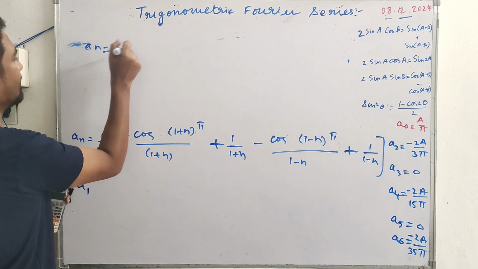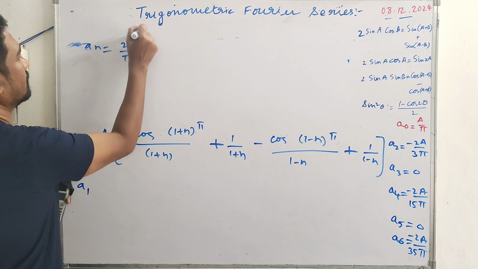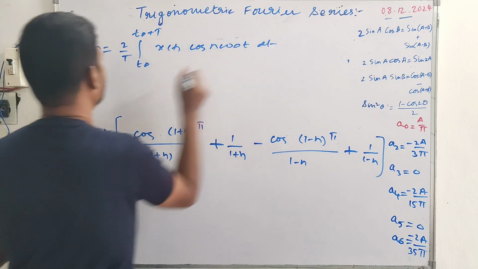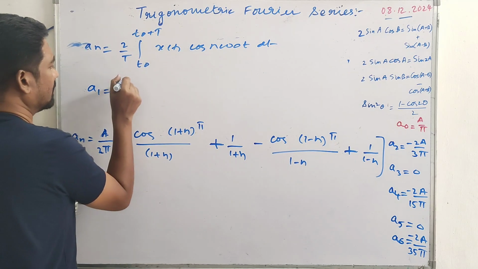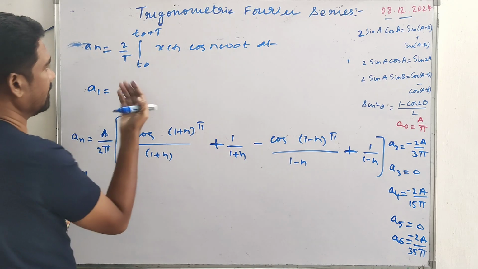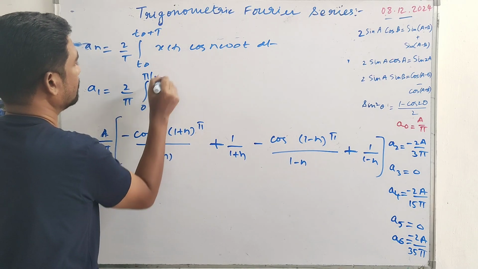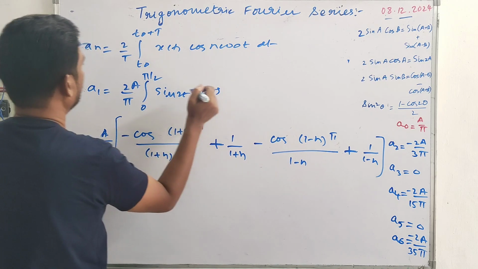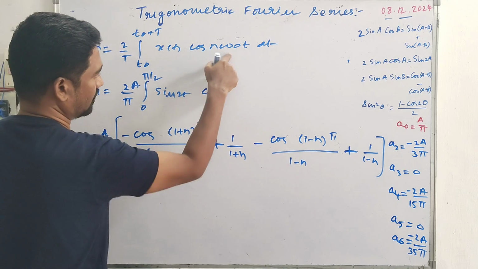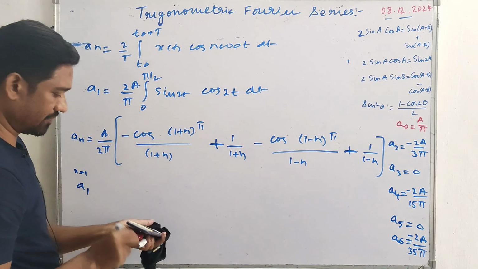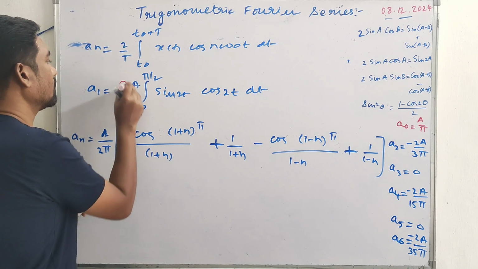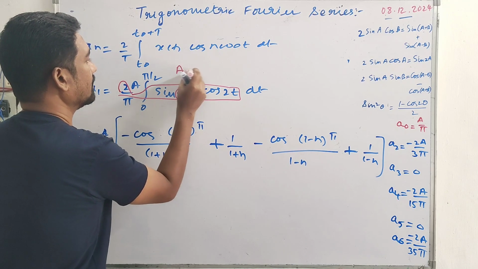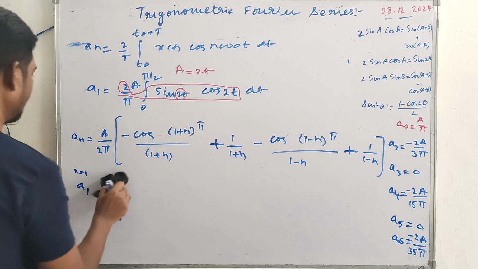An is found as 2 by T, integral from T naught to T naught plus T, of x of t multiplied with cos n omega naught t dt, isn't it? And a1 will be, for this waveform, the integration from 0 to pi by 2, with x of t as a sine 2t, cos n equal to 1. So this will be 1, and omega naught is 2t dt. If you watch carefully, we have come across another trigonometric identity: 2 sine a cos a, where a is our 2t.